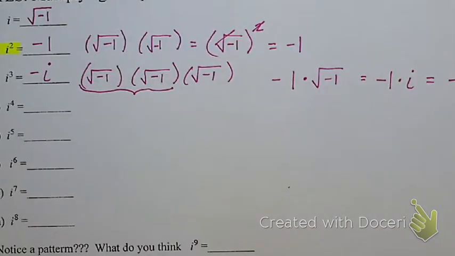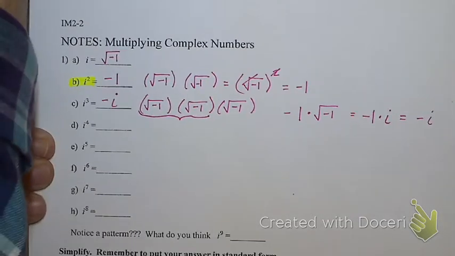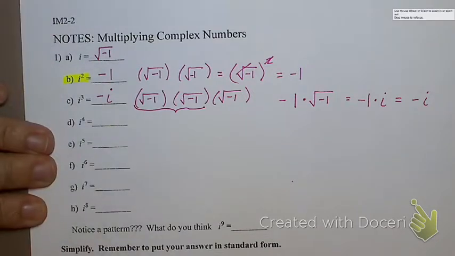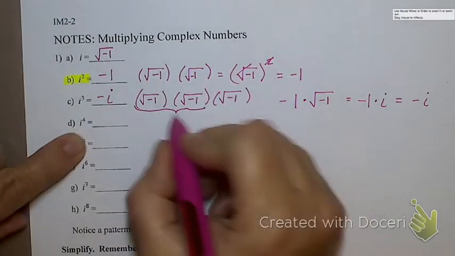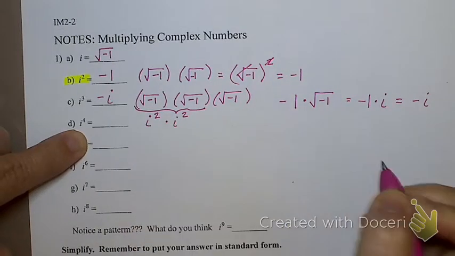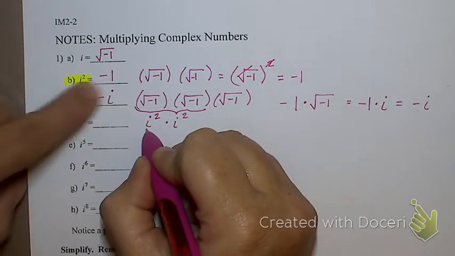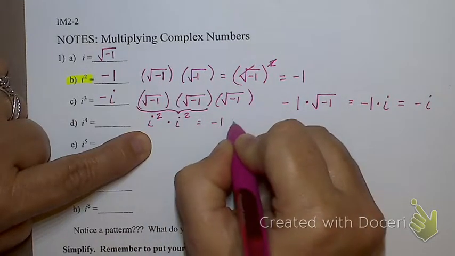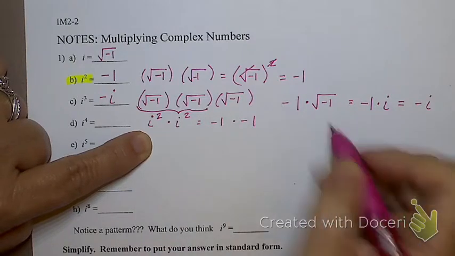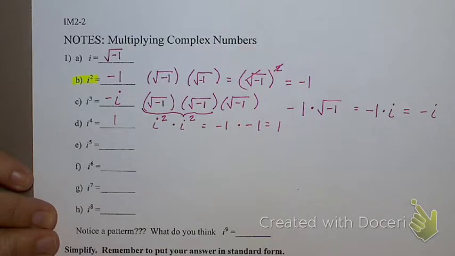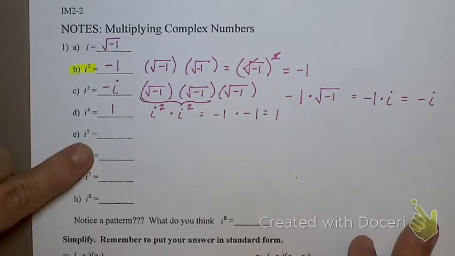We're going to discover a pattern. Okay. So here's another question. i to the 4th. Isn't that the same thing as i squared times i squared? Okay, what is i squared? Isn't it -1? So that's really -1 times -1, which is 1.